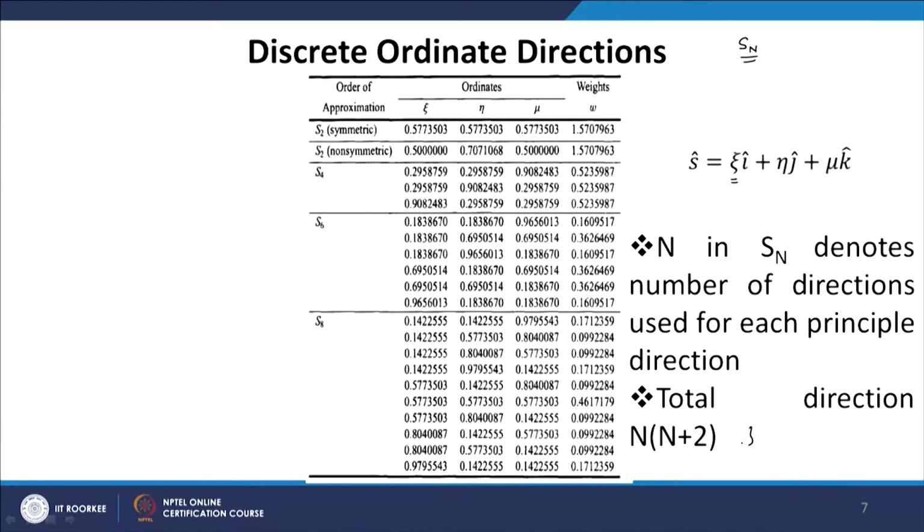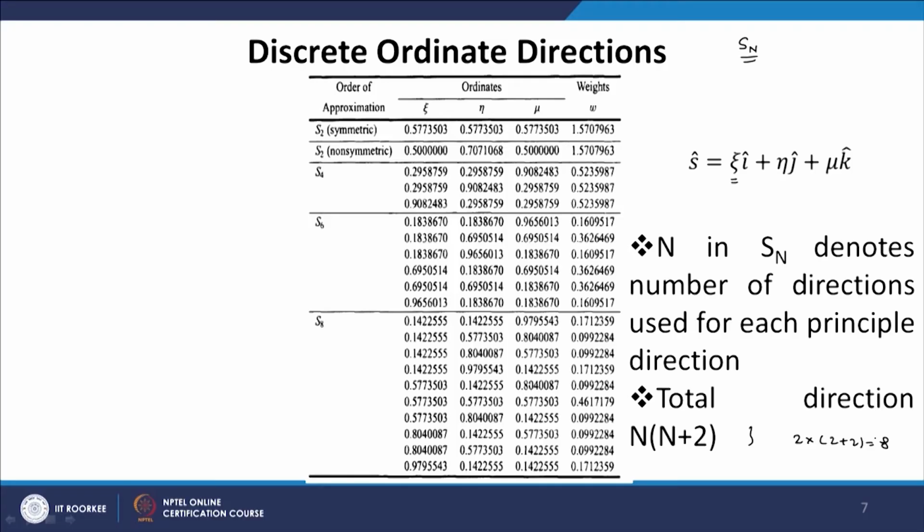Now, we will have a total of 8 directions in this case. So, total directions will be 2 times 2 plus 2, that is, a total of 8 directions. So, for 2 values of zeta we will have a total of 8 directions, but we will just call it the second order discrete ordinate method. Similarly, if we choose 3 values of zeta, we will have 3 times 3 plus 2, that is 5 times 3, 15 directions in all.